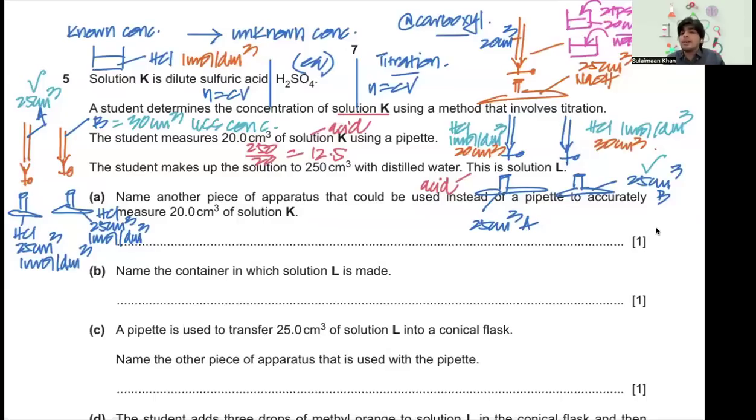Why do I need to tell you guys this? The reason for it is, remember, even if you add more water, even if you dilute it, even if you go from 20 to 250, the tablespoons remain the same, aka the moles remain the same. So the number of moles in 20 cm cube of K is going to be equal to the number of moles in 250 cm cube of K, which is called solution L right now, right? So moles in 20 cm cube of K equals the same moles as 250 cm cube of L, right? Okay, makes sense?